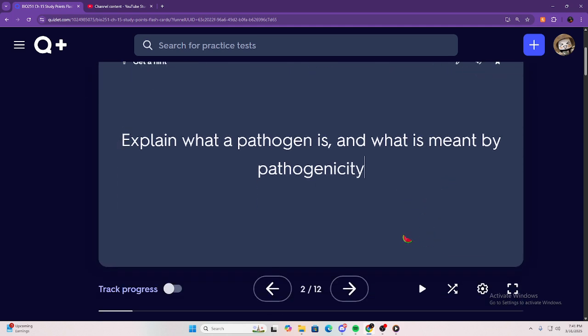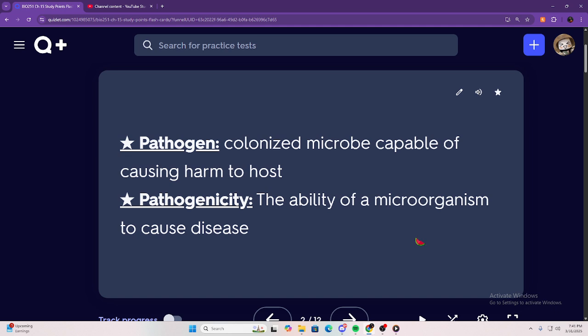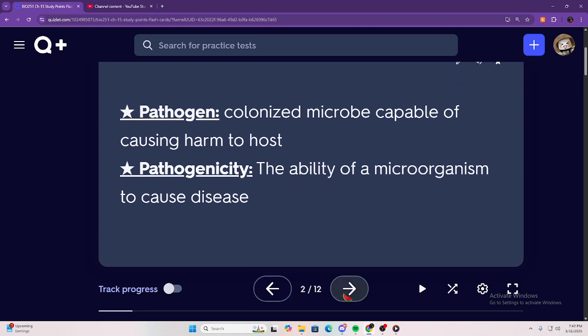Explain what a pathogen is and what is meant by pathogenicity. So a pathogen is a colonized microbe capable of causing harm to a host. Basically, it's what makes us sick. And pathogenicity is the ability of a bacteria or a microorganism to cause disease. So the more pathogenic it is, the more deadly it will be.